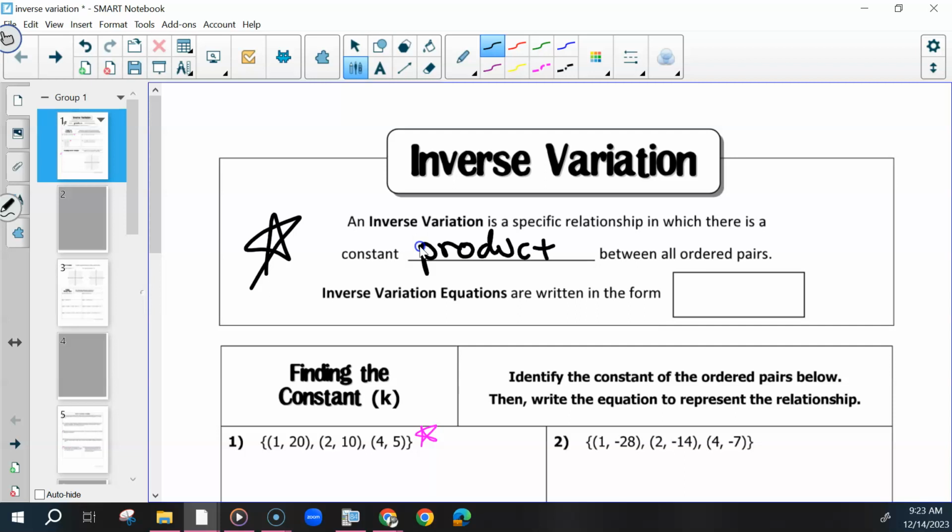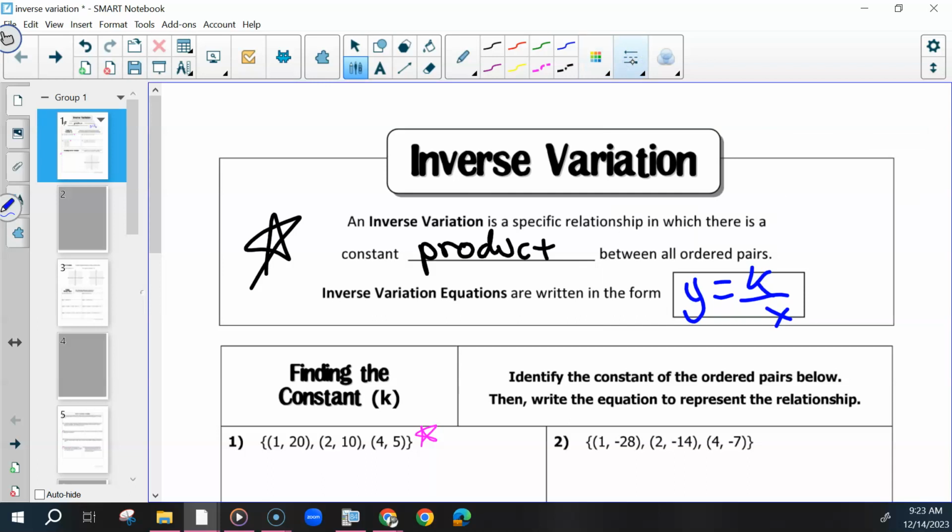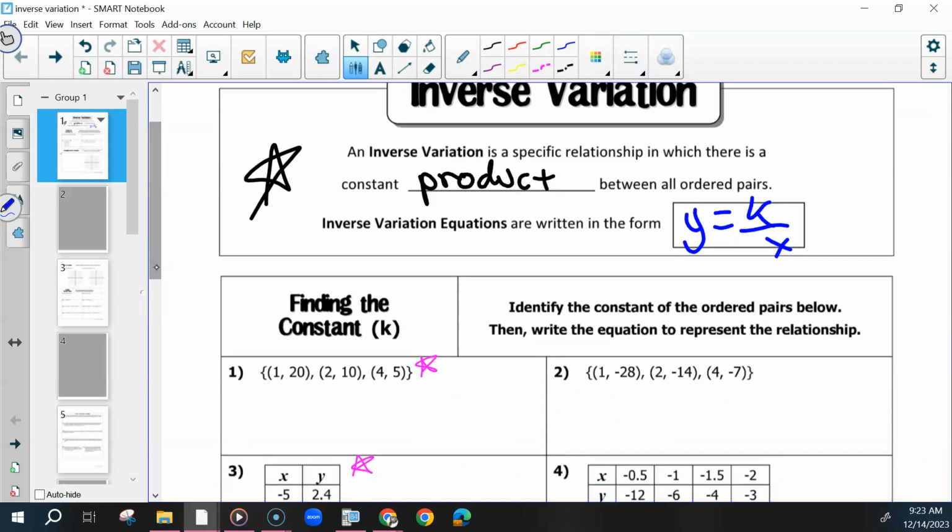Between all ordered pairs, the inverse variation equations are written in the form y equals k over x. Which one do you think is harder, inverse or direct? That depends on what you do. Finding from a graph. It depends. So then, the word problems, I think they're really the same.